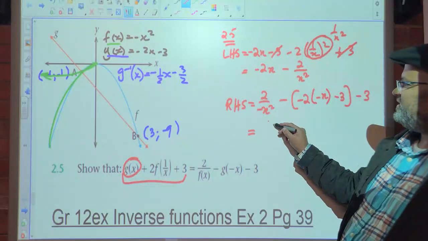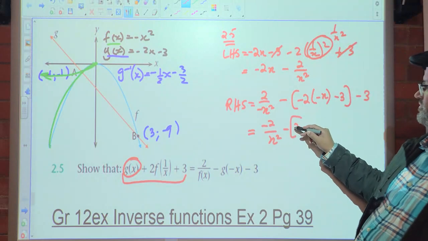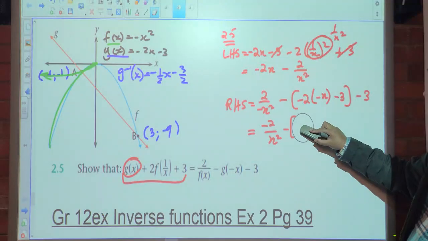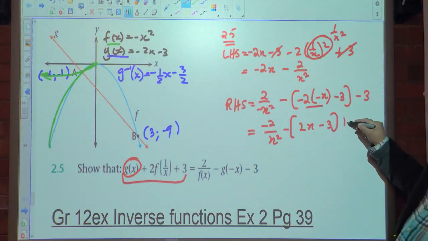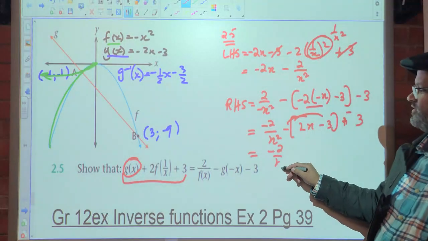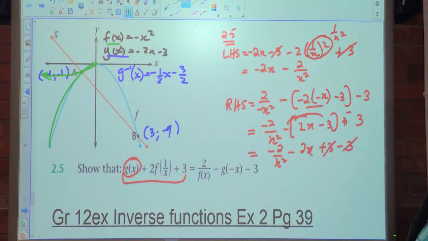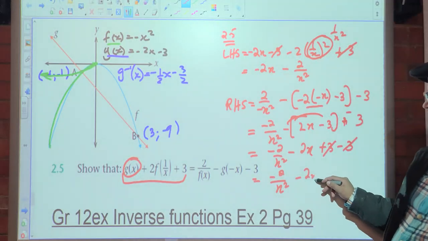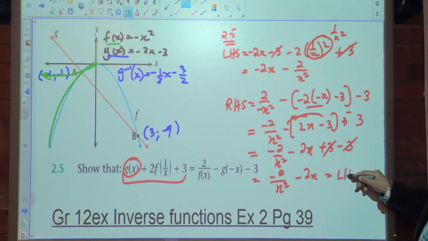So that's simply going to give us negative 2 over x squared minus 2, a negative minus, that's going to give you a positive 2x. Now multiply that out, I get 2x minus 3 minus 3. Get rid of the brackets. So minus 2 over x squared minus 2x plus 3 minus 3. So hang on, it's gone. So it's negative 2 over x squared minus 2x. But is that not the same? Which is equal to the left hand side.